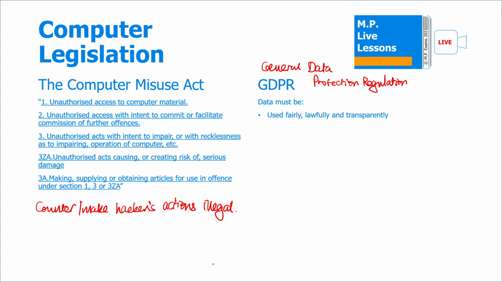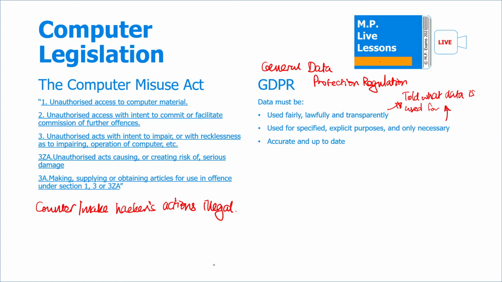So data should be used fairly, lawfully, and transparently. So basically that means you should be told what the data is used for, and only that necessarily, not anything else. And it's accurate and up to date. So the data needs to be accurate and up to date, as in, for example, if you move house, you may need to tell certain organizations that you've moved house, so it's accurate.